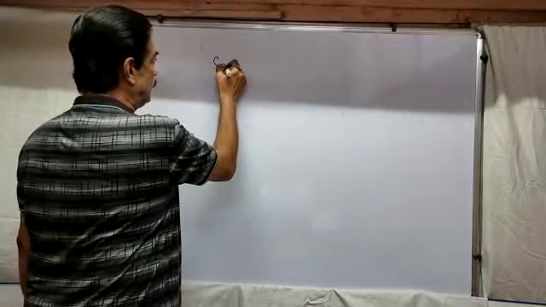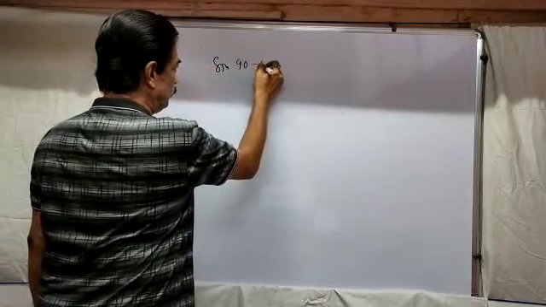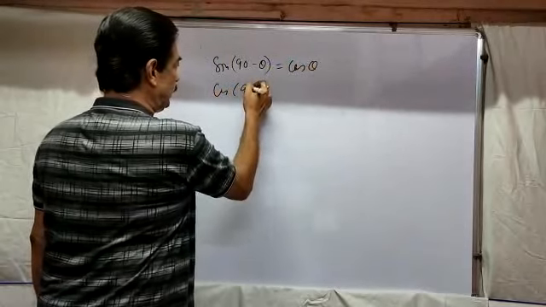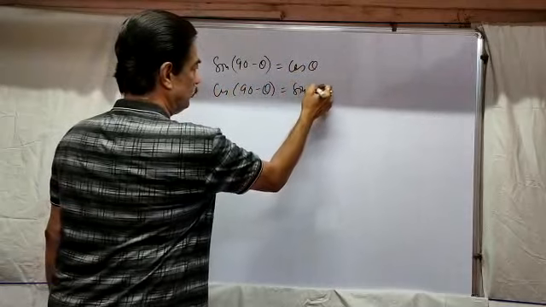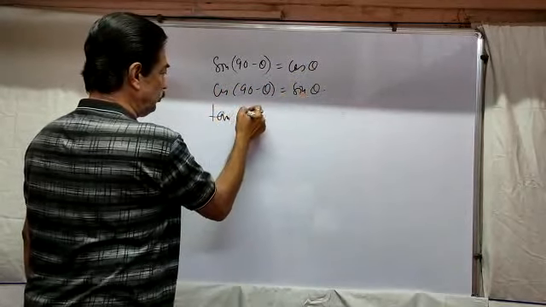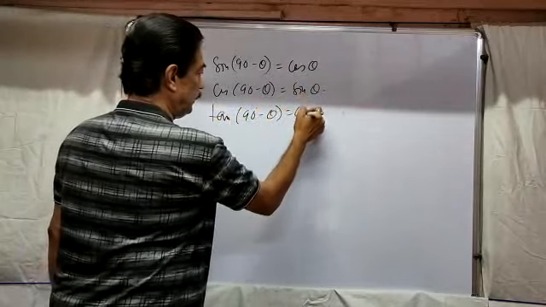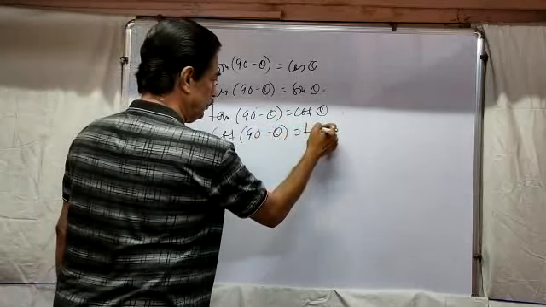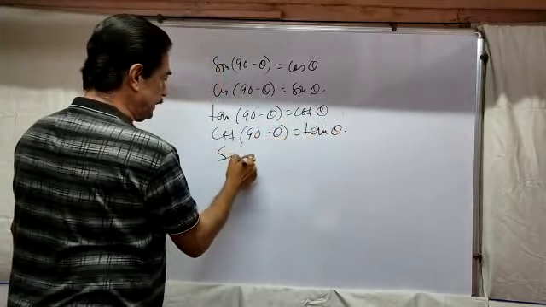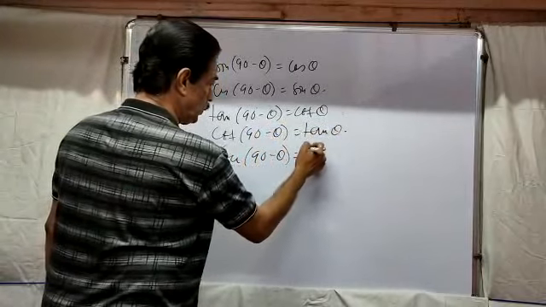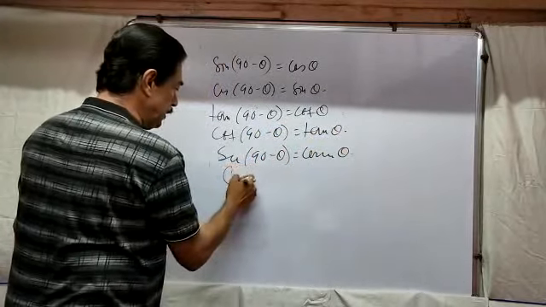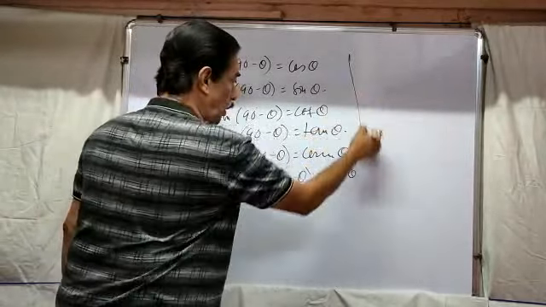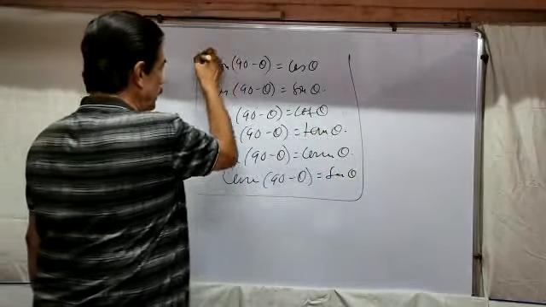Next, some important formulas. Sin 90 degree minus theta, result is cos theta. Similarly, cos 90 degree minus theta will be equal to sin theta. Tan 90 degree minus theta equal to cot theta. Now cot 90 degree minus theta equal to tan theta. Similarly, sec 90 degree minus theta equal to cosec theta, and cosec 90 degree minus theta equal to sec theta. First of all, you have to recapitulate all the formulas. Then, in the second phase, we can apply.